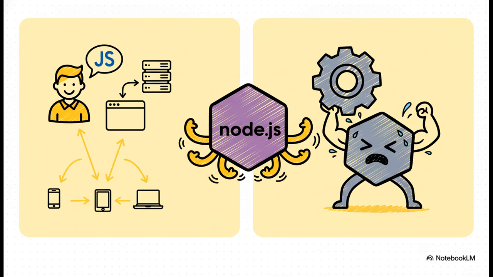Node is also incredibly efficient for real-time applications, things like chat apps or live score updates. Now, it's not perfect for every single job, like, say, heavy-duty scientific calculations, but for a huge slice of the modern web, it is a complete game changer.